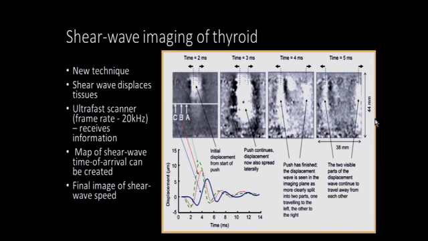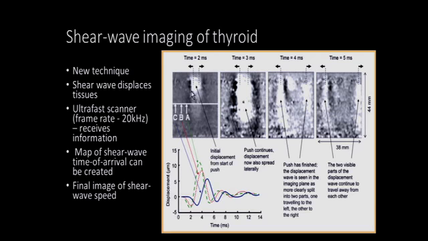Moving on to shear-wave imaging of the thyroid. This is a new technique. The shear-wave technique uses shear waves that are generated by the transducer, which displaces tissues. It uses an ultrafast scanner with a frame rate of almost 20 kilohertz that receives the information back, and a map of the shear wave is created.